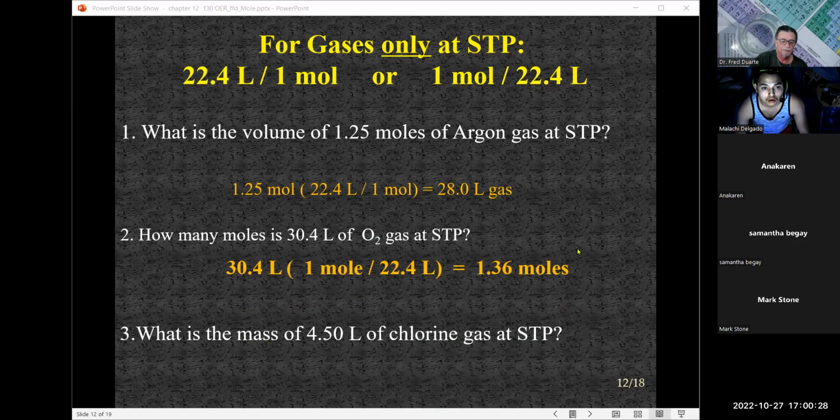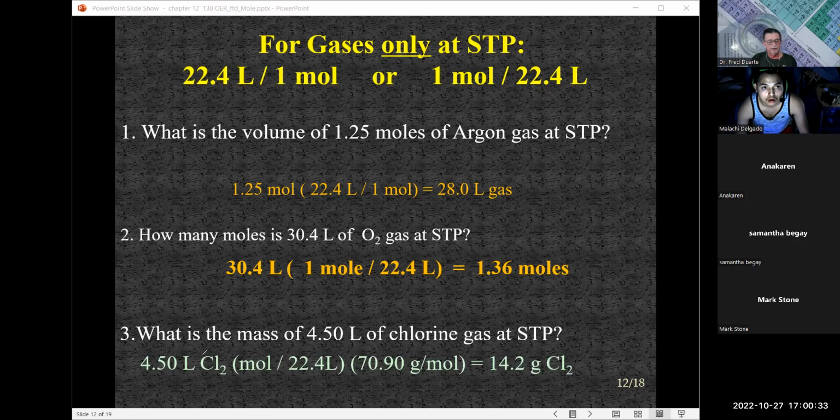And you should end up with the following. The first factor is the factor that cancels the liters out and gets us into moles of chlorine gas. From moles of chlorine gas, we use the molar mass of chlorine to give us grams, because moles cancel, leaving us with grams of chlorine gas. So 4.5 liters of chlorine gas equate to 14.2 grams of chlorine gas.